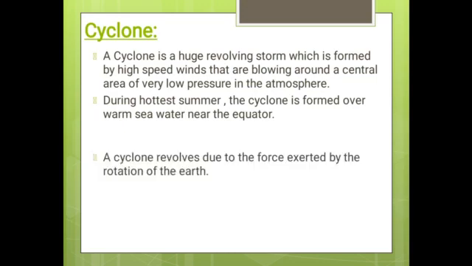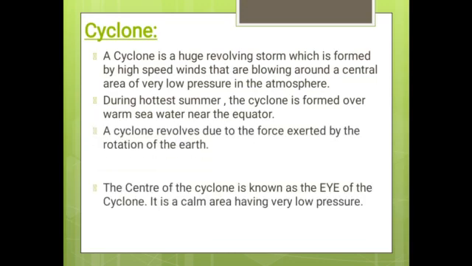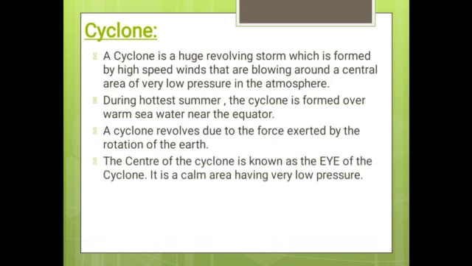The center of the cyclone is known as the eye of the cyclone. It is a very calm area having low pressure. Once a cyclone is formed, it begins to move over the surface of the sea. Winds around the eye can reach speeds up to 200 km per hour, and a fully developed cyclone pumps out air of about 2 million tons per second. The diameter of the eye varies from 10 to 30 kilometers.